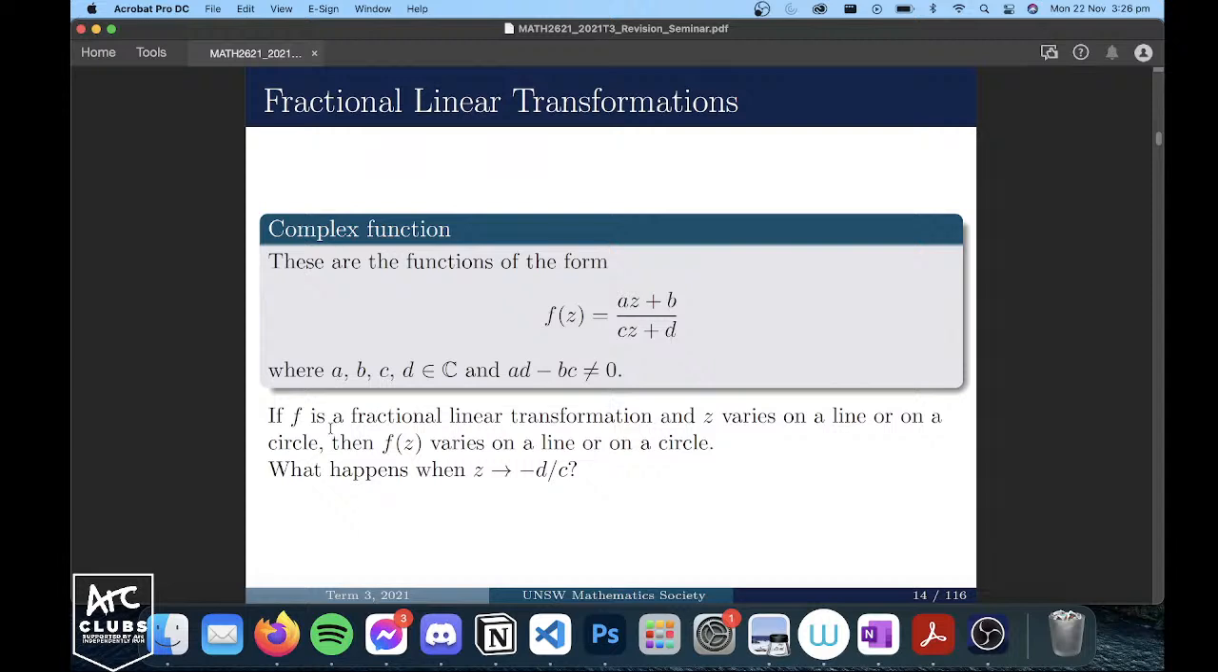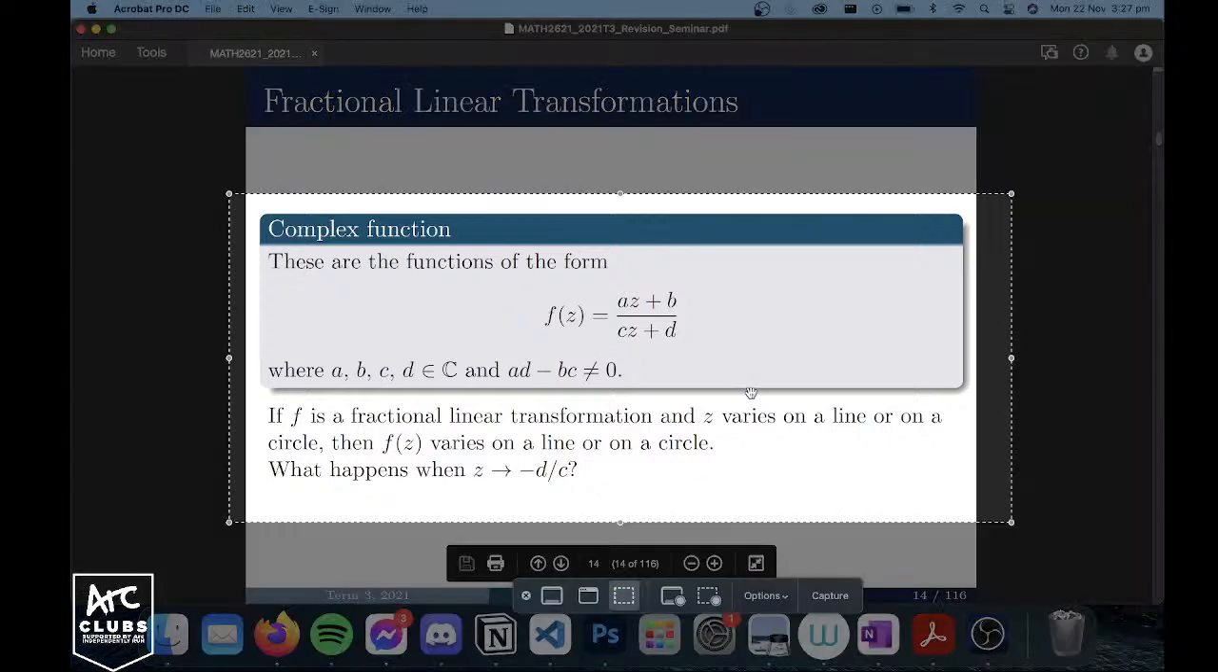And the main theorem that arises and will help a lot when you're doing questions is this theorem. So if f is an FLT, like this above, and z varies on a line or on a circle, then f of z will also vary on a line or a circle, which I guess is pretty useful. So I guess this sort of arises from this question: what happens when z approaches minus d on c? Well, let's take a look.